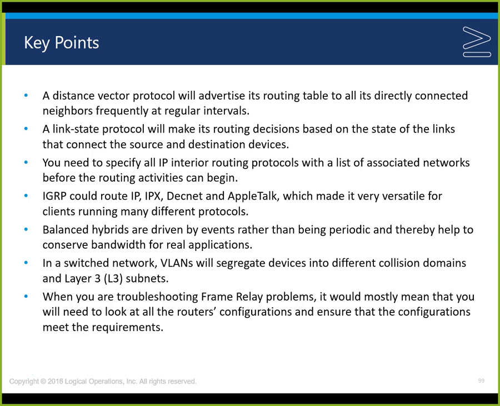IGRP, no longer there, but could route IP, IPX, DECnet, AppleTalk. Versatility, it could route a number of different protocols. EIGRP can route other protocols also. Not such a big deal today because we're using IP on everything. Balanced hybrids are driven by events rather than periodic updates, and therefore help conserve bandwidth for real applications. It only updates the changes. The balanced hybrid was EIGRP.